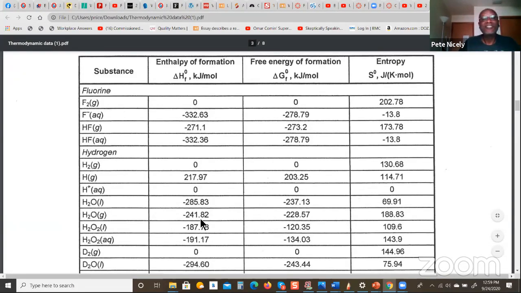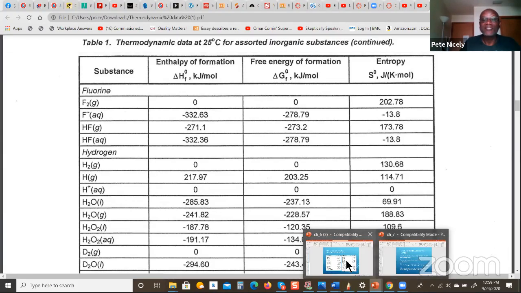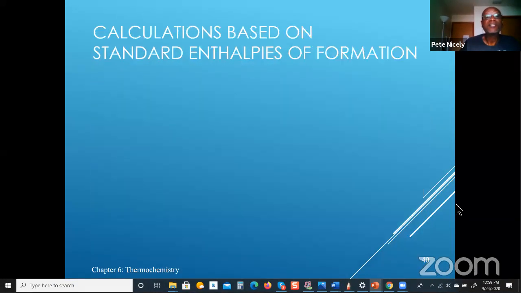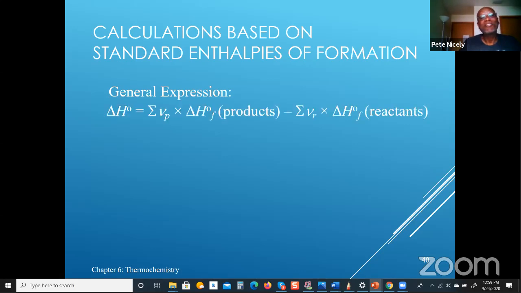Now, these tables are useful because you can use this data to calculate the enthalpy of a reaction under standard conditions. I think I have an example of that coming up shortly, but before we do that, let me show you how we do that calculation. If you have the table at your disposal, which you do, then all you have to do to find the enthalpy change of a reaction is sum up the enthalpies of formation of the products and subtract from that the sum of the enthalpies of formation of the reactants.